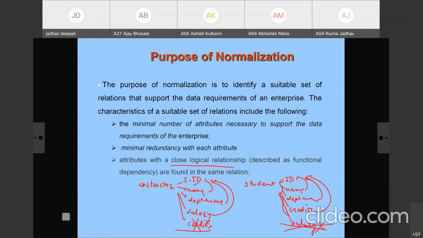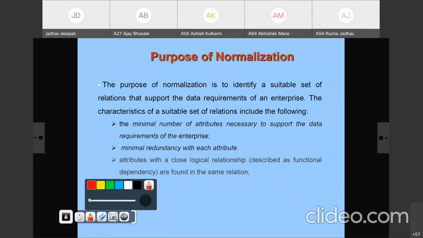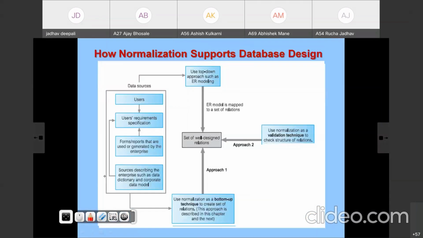That is about the characteristics of the attributes: the minimal number of attributes that satisfy the data requirement of the enterprise, minimal redundancy within each attribute, and attributes with a close logical relationship between them. So in this way, normalization supports database design.